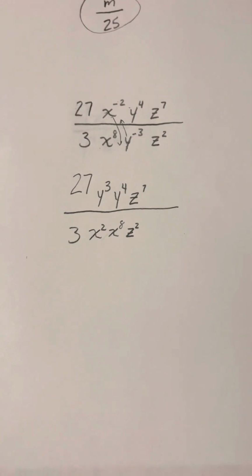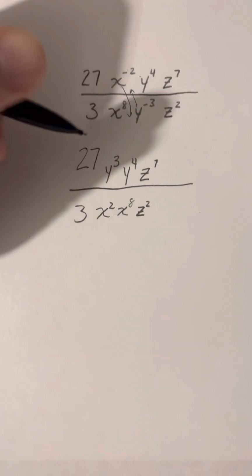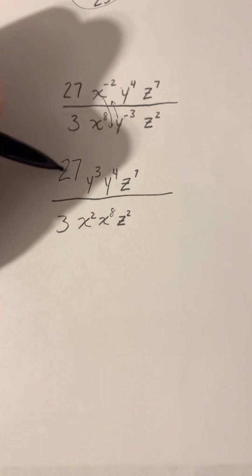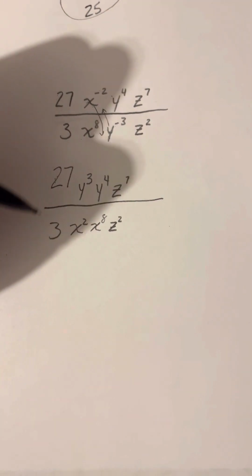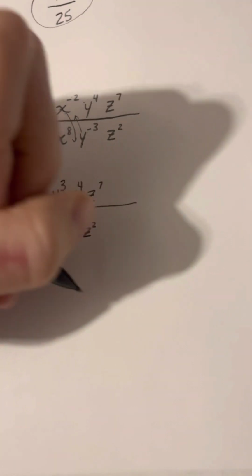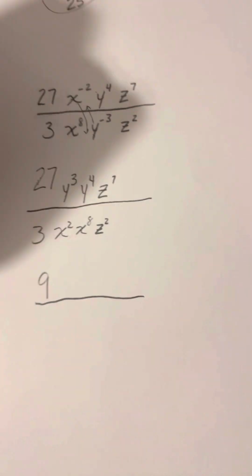All right, a couple things we can do to simplify here. First of all, we'll go part by part, starting with the numbers. We have 27 over 3. That would reduce to just 9 on the top and 1 on the bottom, so leaving you with 9 on top.